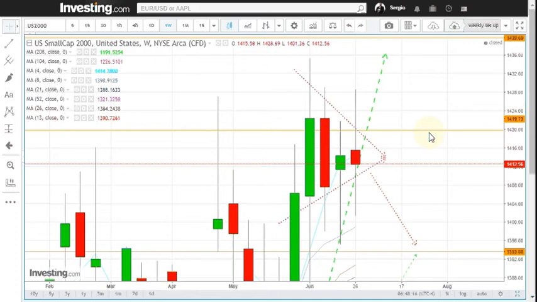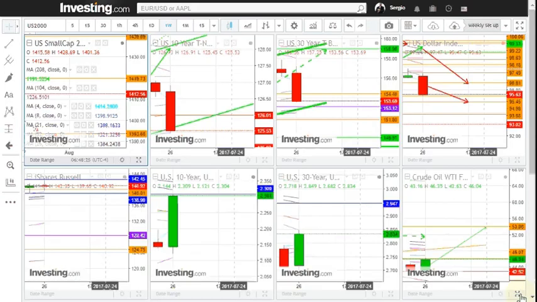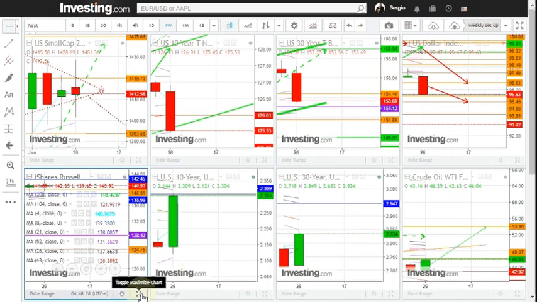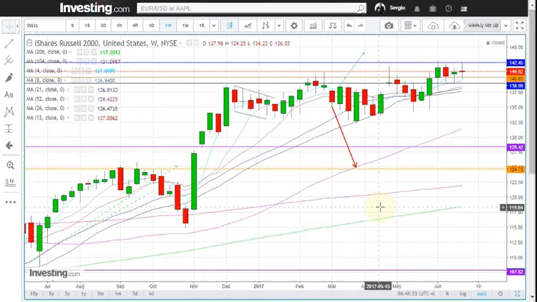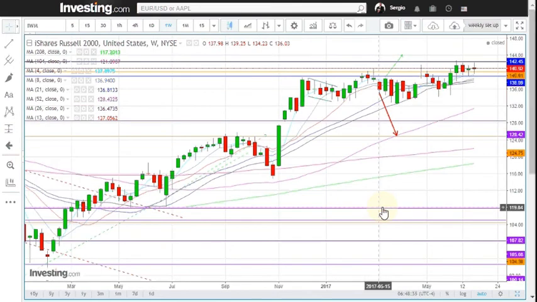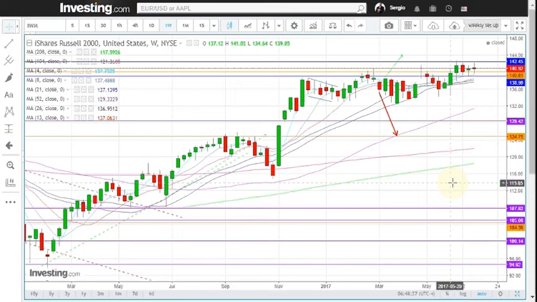Okay, so that's it for the small cap, the Russell 2000. And now let's have a look over here at the IWM. That's your iShares Russell 2000 ETF. Also the same thing, you know, remain bullish, all-time highs, resistance at 142.